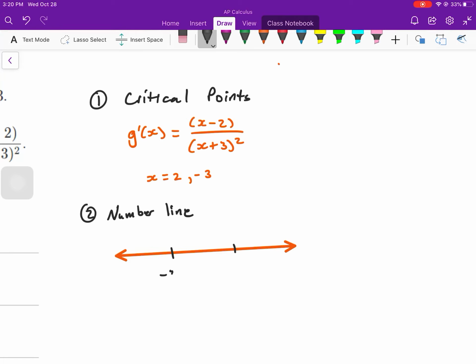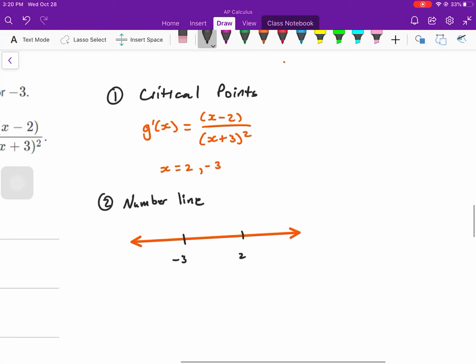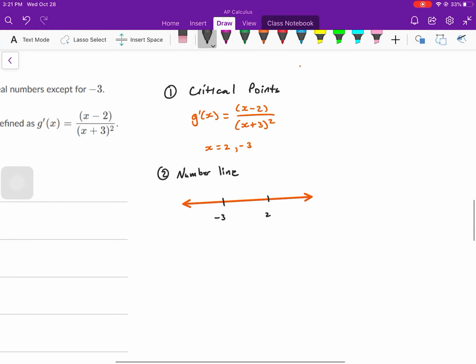So numerical order, where -3 is to the left of 2. Don't put a 0. We just want those values on there. And there could be more values. It's not always 2. Just these two examples only have 2 critical points.